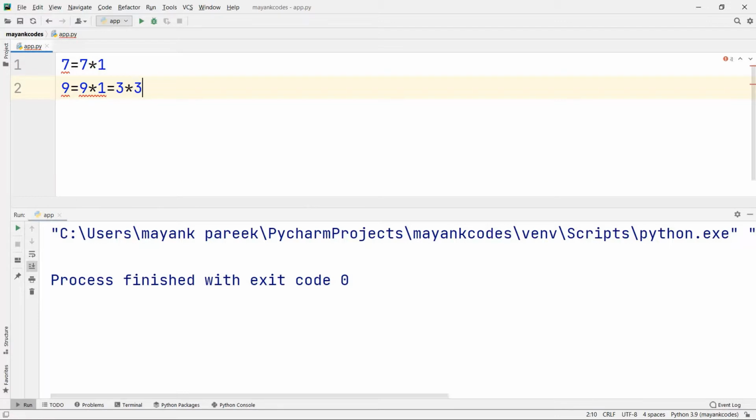But is there a case where we can write 7 in any other way? Well, no, we cannot write 7 in any other way. We can write 9 in this way, but can we write 3 in this way? Can we write 3 as anything other than 3 into 1? Well, the answer is no, we cannot write 3 in any other way. So 3 is a prime, 7 is a prime, but 9 is not a prime.